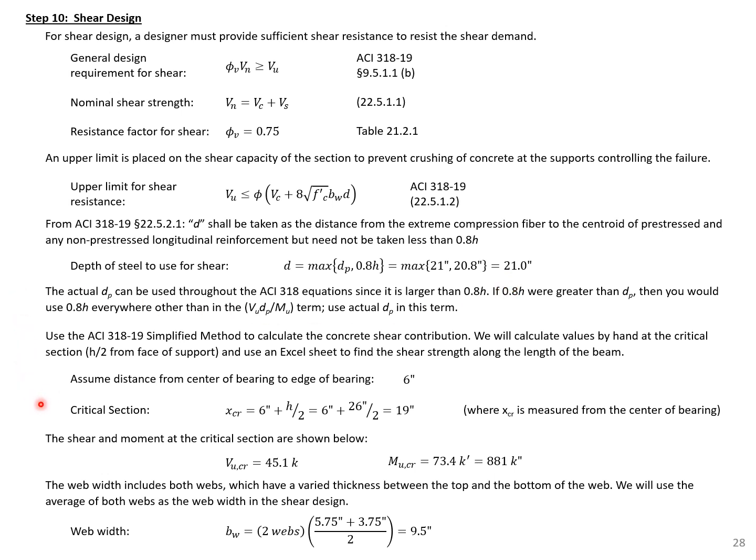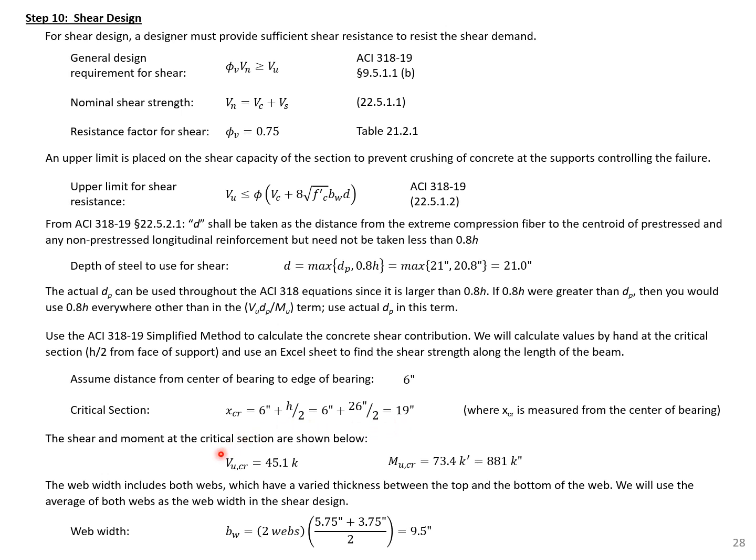Finally, we need to find the location of the critical section. We're assuming that the distance from the center of the bearing to the edge of the bearing is going to be 6 inches, so we're assuming a 12-inch bearing. Our critical section is just going to be 6 inches plus h over 2. So the critical section is h over 2 away from the face of the support, which would be the edge of the bearing in this case. Doing that, we'll find an x critical equal to 19 inches.